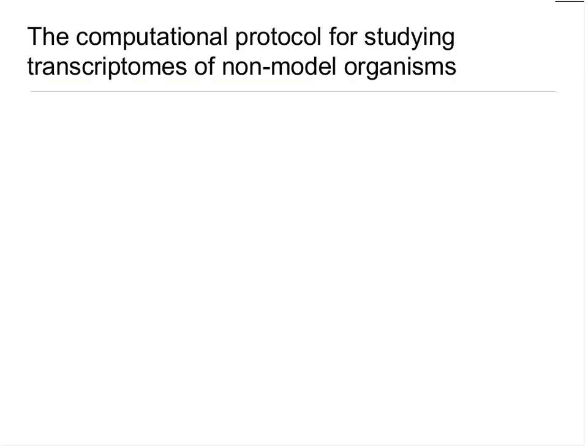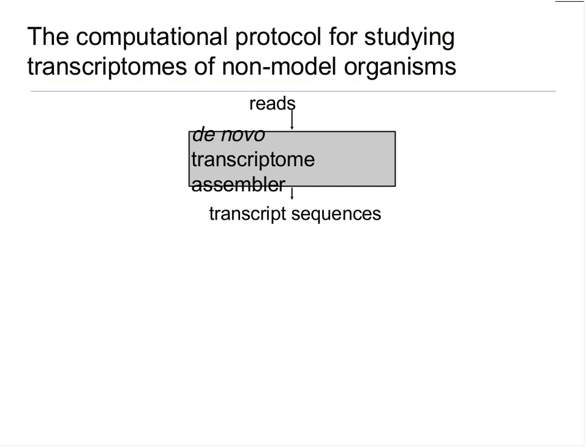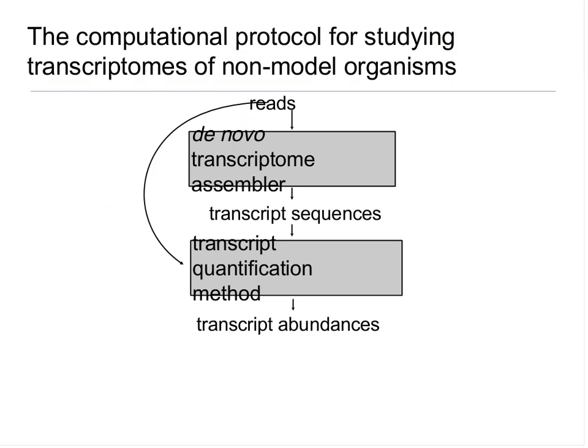Okay. So now I'll get to the computational side of RNA-Seq, specifically for studying the transcriptomes of non-model organisms. So here the basic idea is that we're first going to feed our reads into usually a de novo transcriptome assembler, which is given the task of reconstructing the full-length RNAs from that set of reads. We then feed those transcript sequences and reads into a transcript quantification method, which will quantify the abundances of each of those transcripts. So if we're interested in what genes are going up or down, this is ultimately what we need.